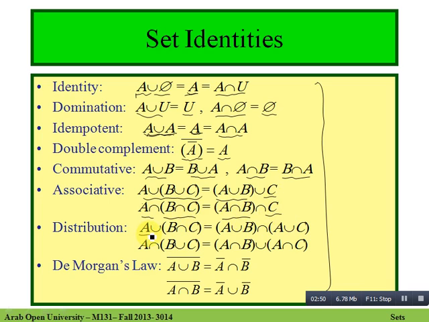Distribution says A union with B intersection C is A union B intersection A union C. So it is A union B intersection A union C. In the same fashion, A intersection with B union C is equal to A intersection B union A intersection C. Then De Morgan's law says A union B whole complement is equal to A complement intersection B complement, and A intersection B whole complement is equal to A complement union B complement.